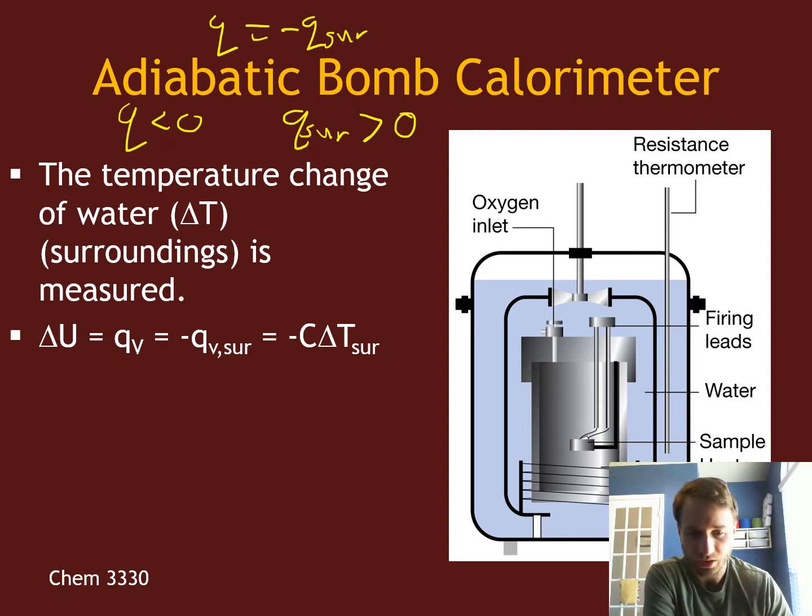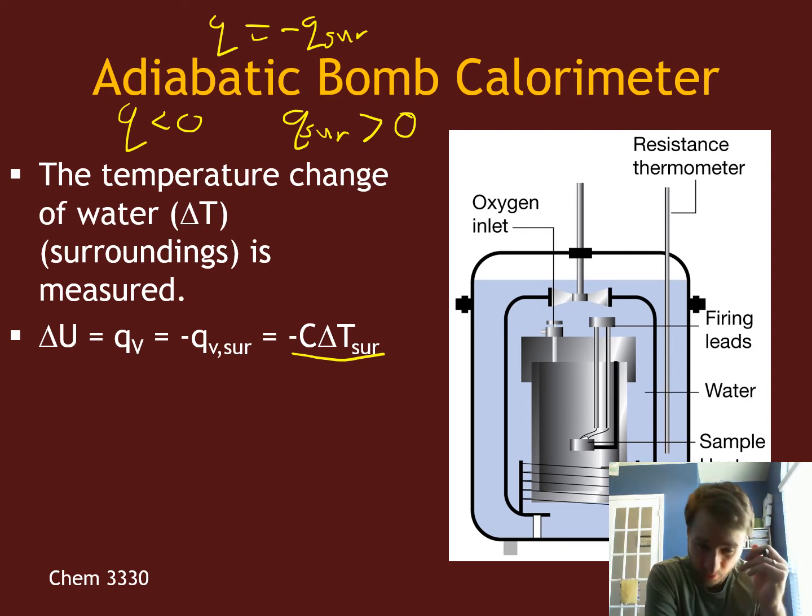So the constant volume heat that was transferred to the surroundings is just the negative of the original, right? And then calculating the heat in the surroundings is related to the heat capacity times the change in temperature of the surroundings, or in this case, of that water. Okay. And some of this should be making some sense, right?